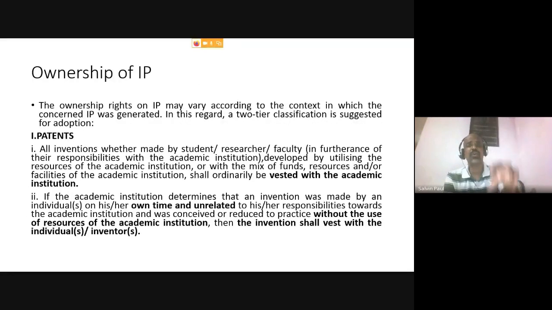Ownership of IP, I already explained to you that the primary institution that is going to be important is the academic institution. So any kind of ownership that emerges out of a patent invention is primarily vested with the academic institution. It's very important, especially in the case of patents. But if a researcher or a teacher or a student has utilized his own time unrelated to the responsibility to his academic institution, then that patent or that invention shall be vested with that particular individual, the teacher or the student.